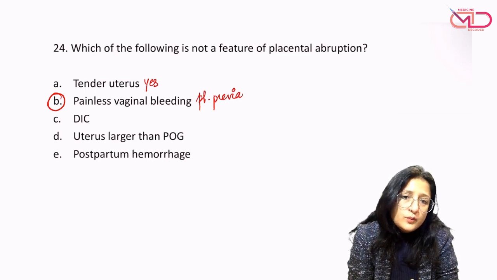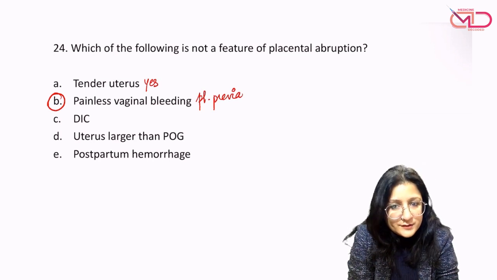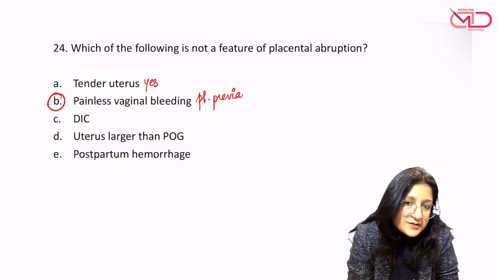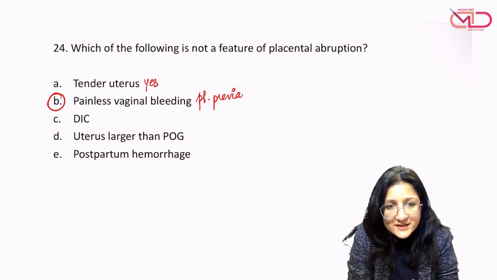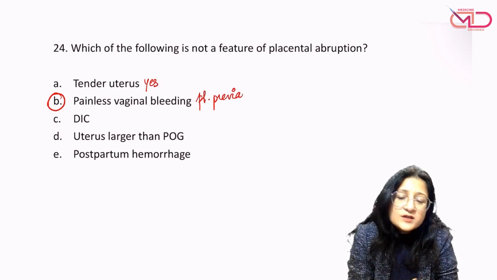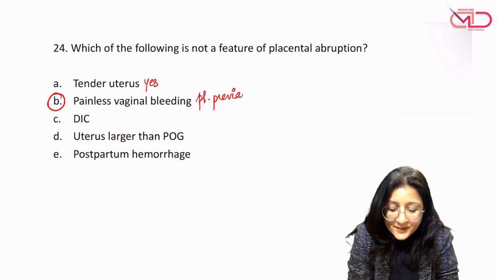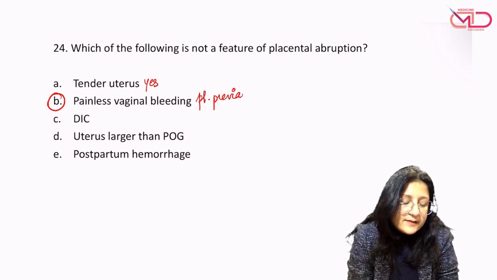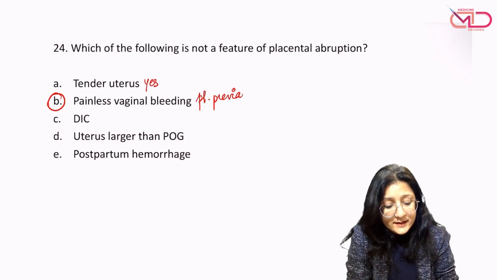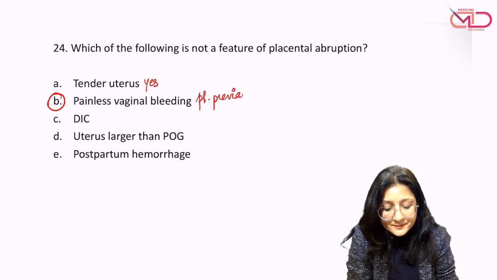DIC is also more likely with placental abruption related bleeding, uterus larger than POG also associated with placental abruption bleeding, and postpartum hemorrhage can be seen in both placenta previa and placental abruption related bleeding as well. So painless vaginal bleeding is typically a feature of placenta previa. That's why this is the answer here.